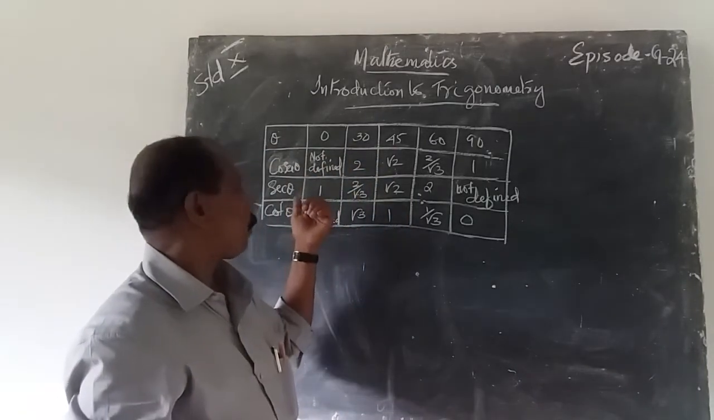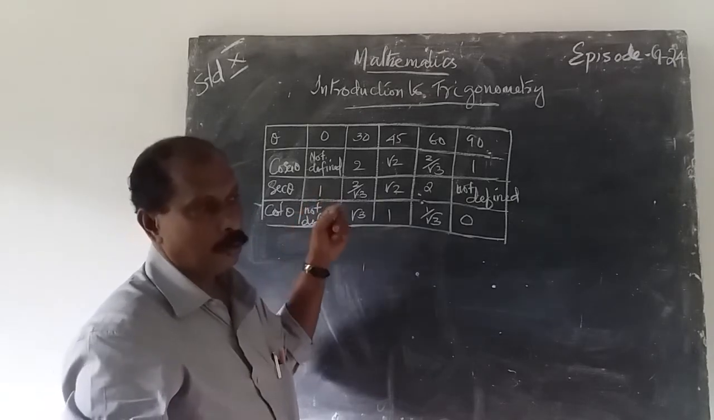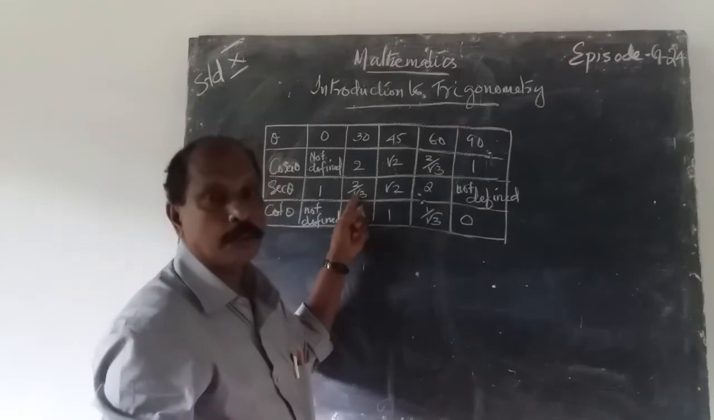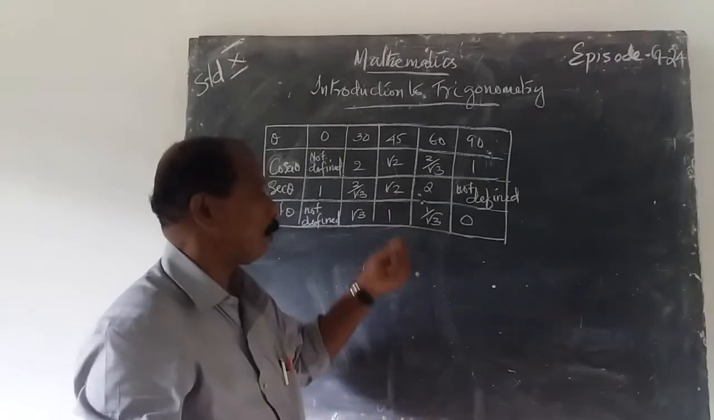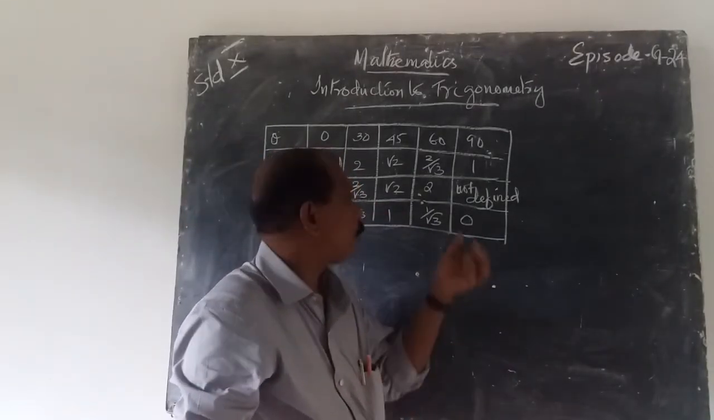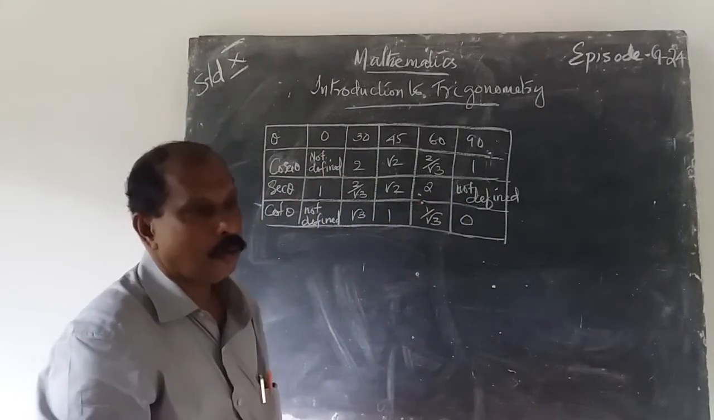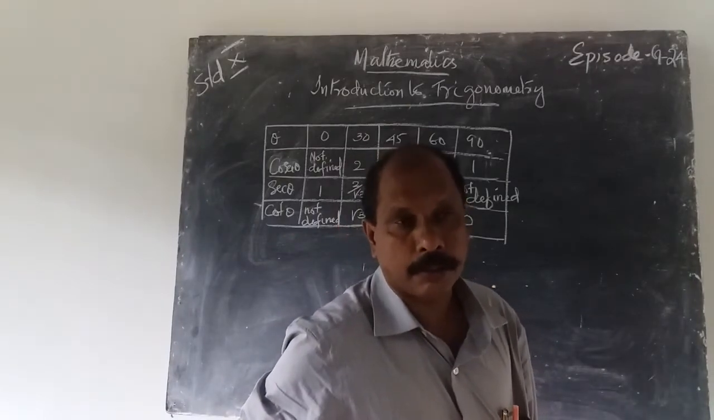Then cos 0 is 1, therefore sec 0 is 1. Cos 30 is root 3 by 2, therefore sec 30 is 2 by root 3. Cos 45 is 1 by root 2, therefore sec 45 is root 2. Cos 60 is equal to 1 by 2, therefore sec 60 is equal to 2. Cos 90 is 0, therefore sec 90 is 1 by 0, which is not defined.